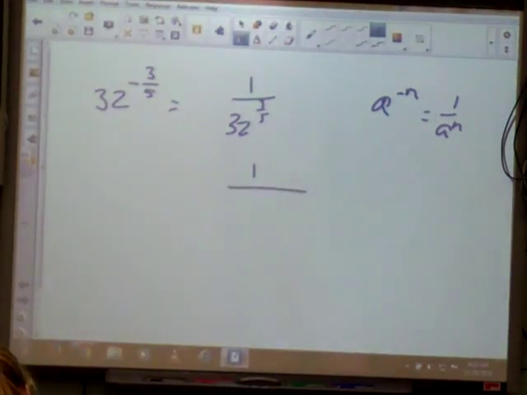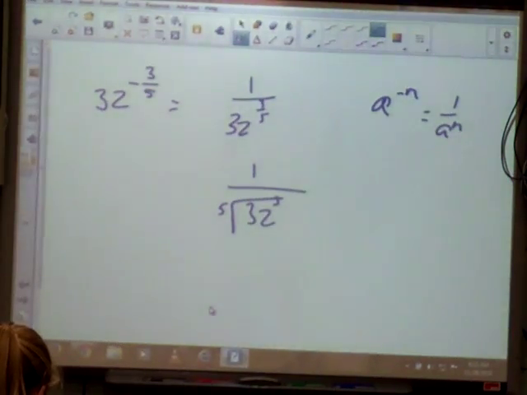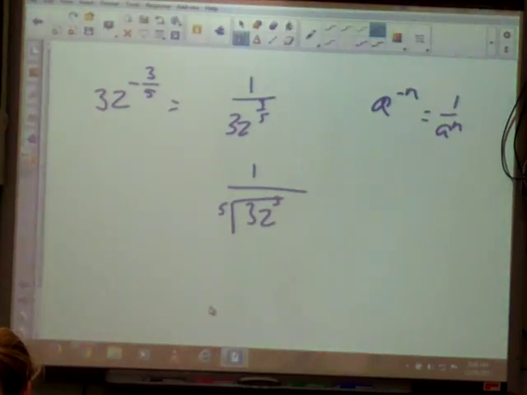So I'm going to have 1 over 32 to the 3rd. There's your power. I'm going to take the 5th root of it. Power over root. Now, if I try to do this in my head with no calculator, 32 to the 3rd, yeah, I don't know. That's 32 times 32 times 32.